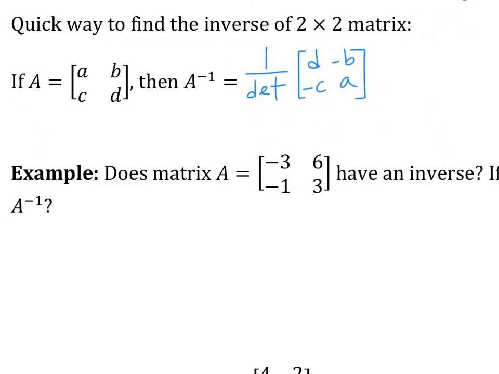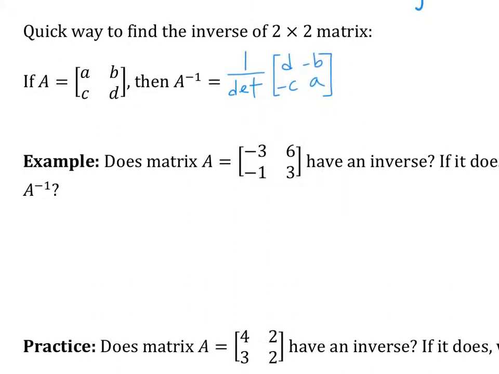Okay, so let's try this one. Does A have an inverse matrix? What do we have to check to see if it has an inverse? Yeah, the determinant. What are we looking for? Zero. So if it has a zero, what does that mean? Yeah, it does not have an inverse. All we care about is whether the determinant of A is zero. We want to know what the determinant is.